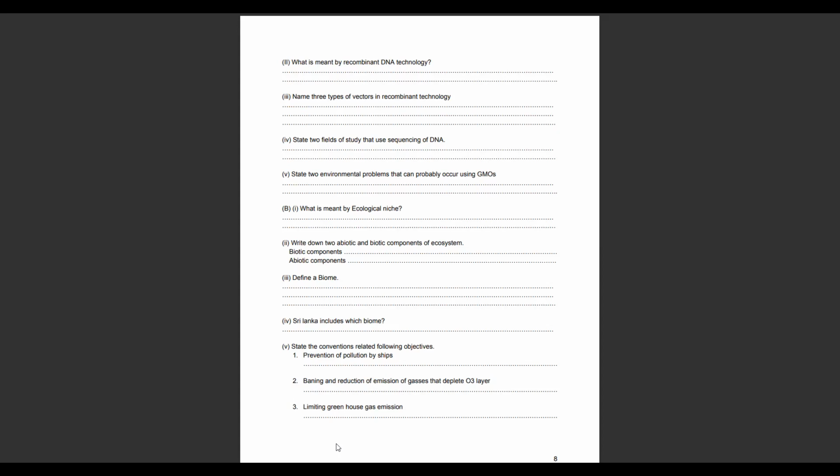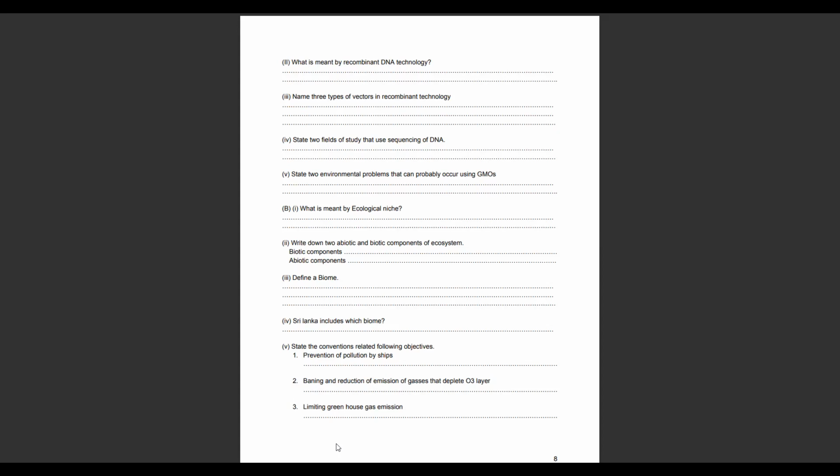Part 3, define a biome. A large geographical area which is classified based on predominant vegetation adapted to that particular environment. 1 mark. Sri Lanka includes which biome? Tropical forests. Tropical forest. 1 mark.